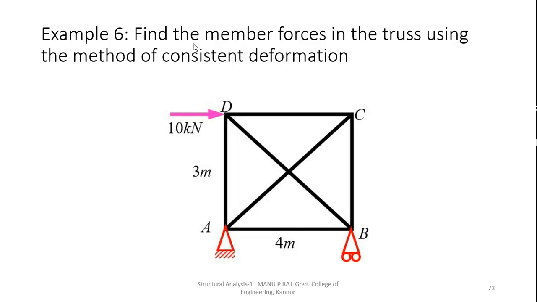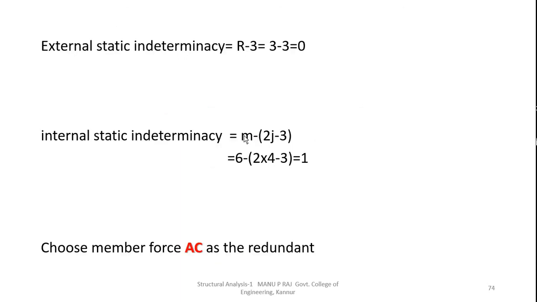Now find the member forces in the truss using the method of consistent deformation. This is a truss with members A, B, C, D. First step is external static indeterminacy. External static indeterminacy will be 0. Find out internal static indeterminacy. Internal static indeterminacy is 1.